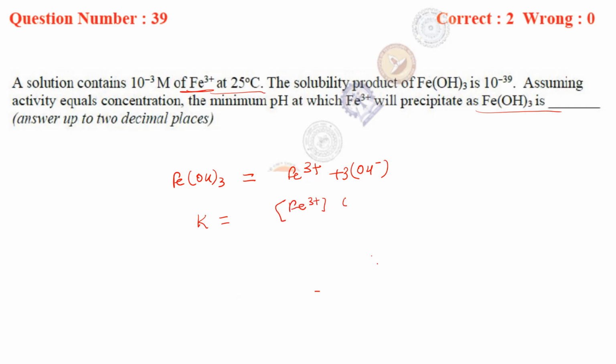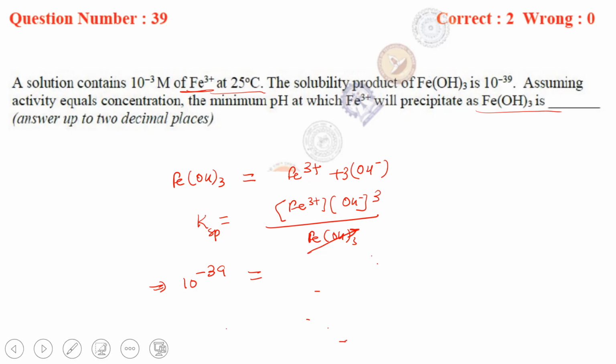Fe3+ times OH minus squared, then the activity of Fe(OH)3 will be equal to 1, and K will be nothing but Ksp. So Ksp, which is given as 10 power minus 39, is equal to Fe3+, which is given as 10 power minus 3, into OH minus cubed. We need to find OH because we need to find the pH.